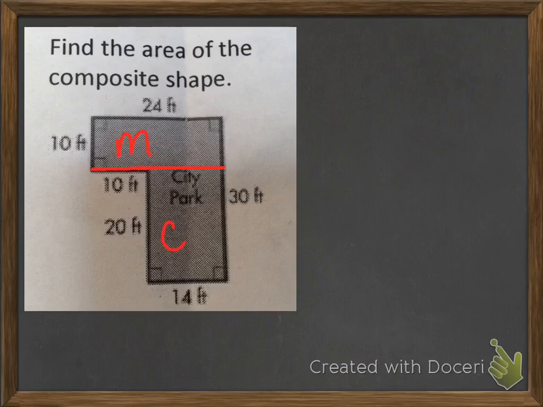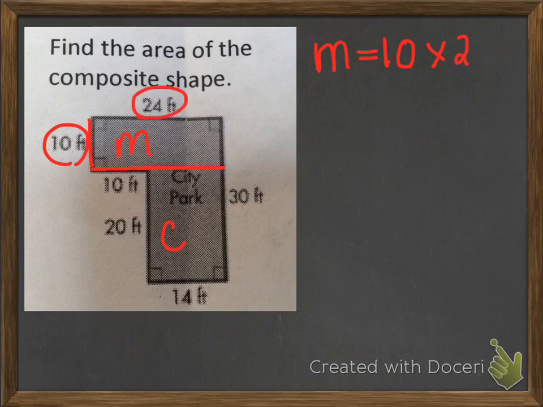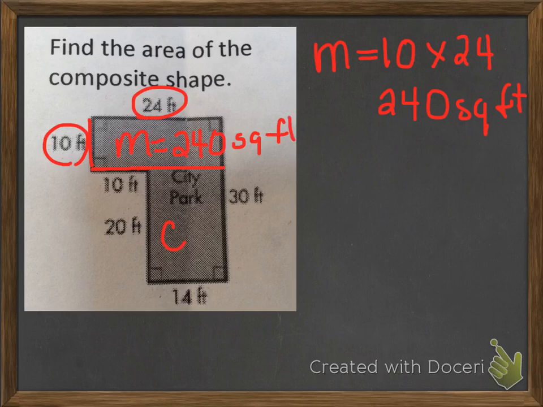So it's asking us to find the area, and the first thing I'm going to do is find the area for figure M. And area is equal to length times width. So here I have that information. That's 10 times 24. So the area for M is 240 square feet. Okay, so I gave this shape the name M, and you don't have to name it, but I like to because it keeps my information straight. So this is going to be 240 square feet.